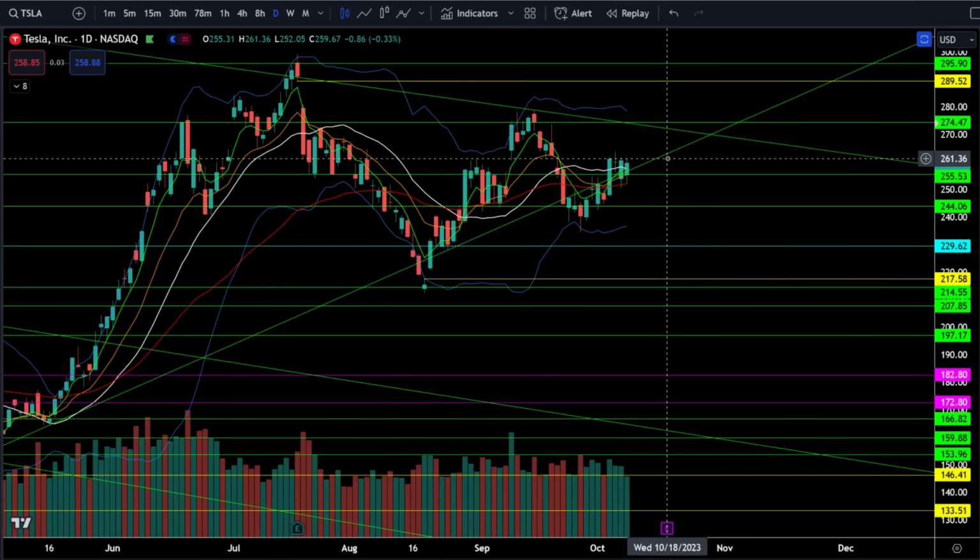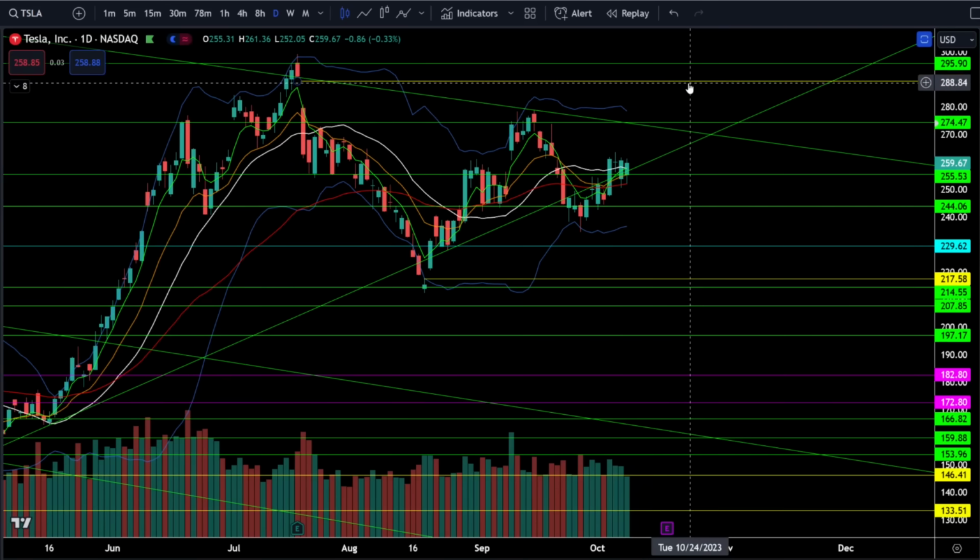If we break this resistance just above 261, then we'll likely go to the next resistance higher at 274, and then above that we go close the gap around 290.